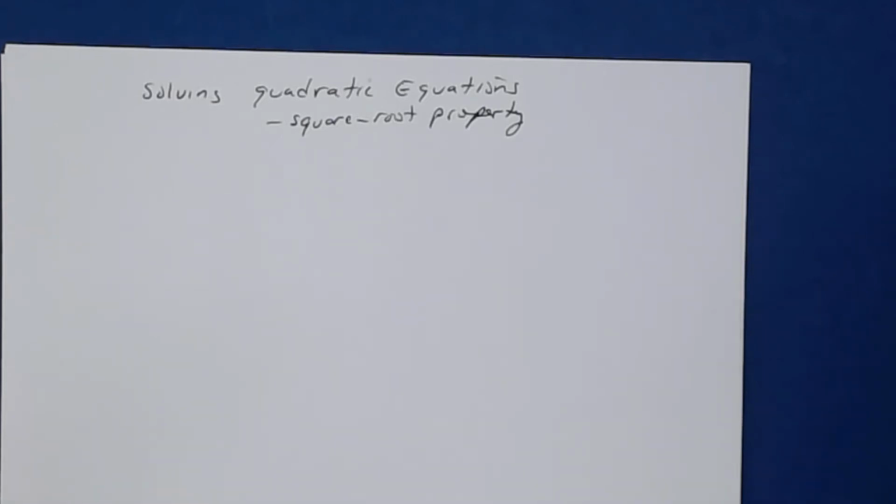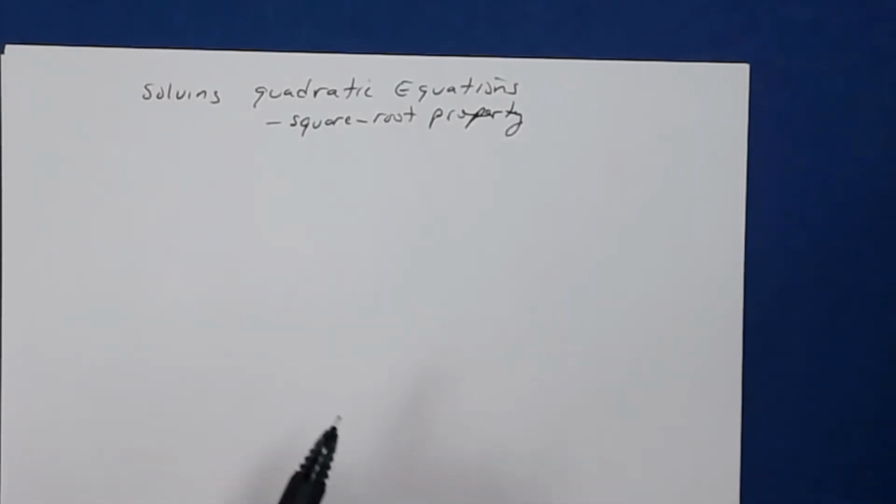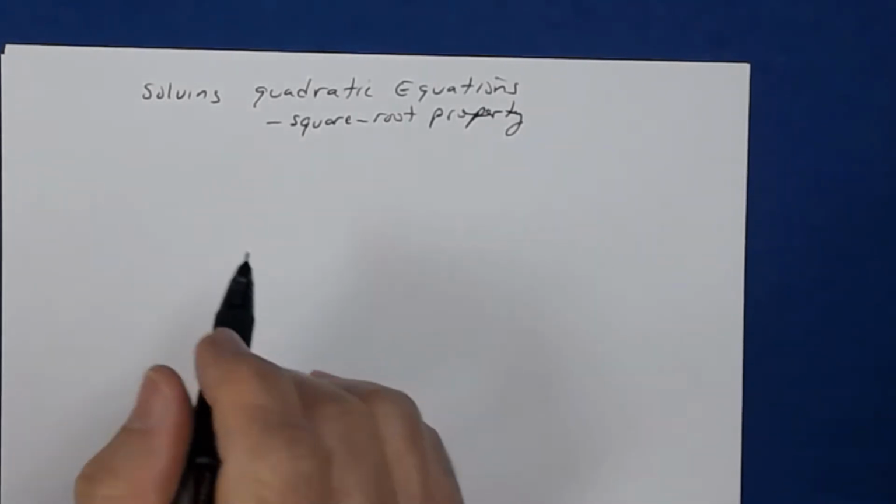Okay, so this is just going to be a review of solving quadratic equations by using the square root property. In previous lessons, we saw what this involved, and this is just some problems that I worked out to review how to use the square root property. Now, before we begin, just remember that we are dealing with quadratic equations.